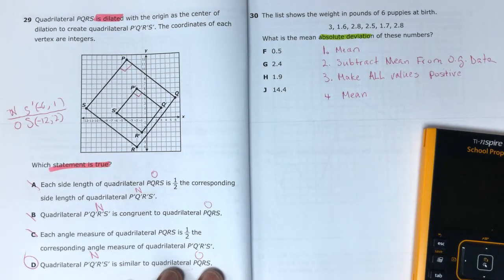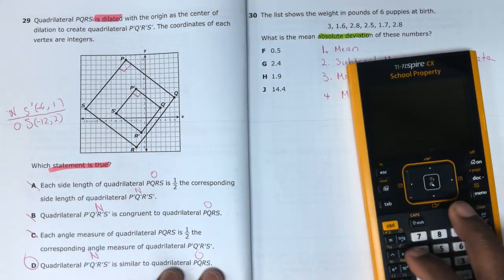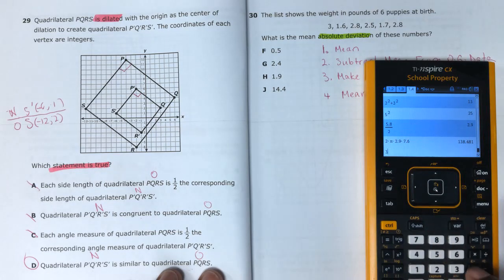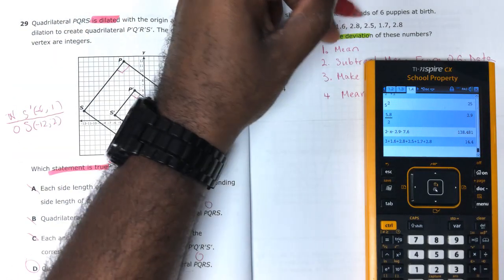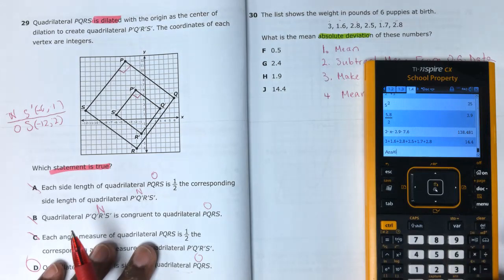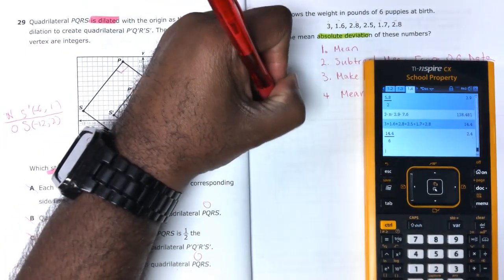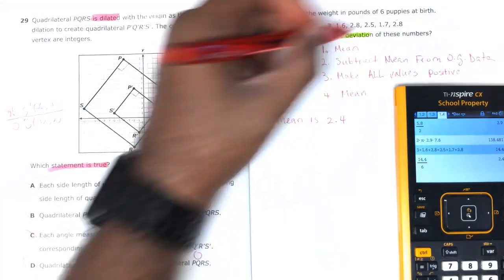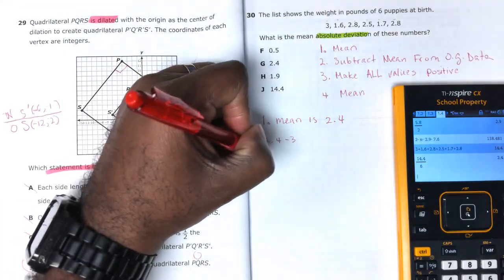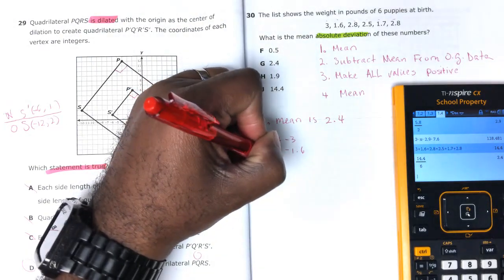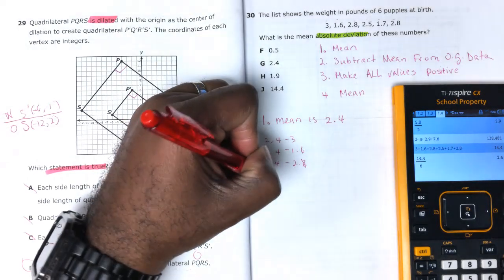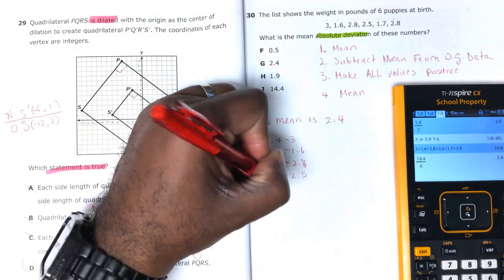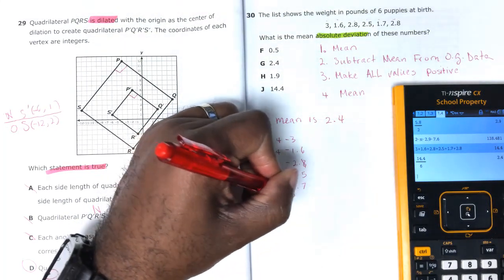We're going to add all those numbers up. Let me do this in my calculator. That's 3 plus 1.6 plus 2.8 plus 2.5 plus 1.7 plus 2.8. That's 6 values, so we add and divide by 6. So step 1, our mean is 2.4. We take that 2.4 and subtract it from all of those values: 2.4 minus 3, 2.4 minus 1.6, 2.4 minus 2.8, 2.4 minus 2.5, 2.4 minus 1.7, 2.4 minus 2.8.